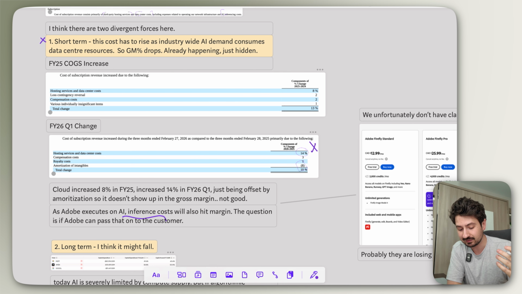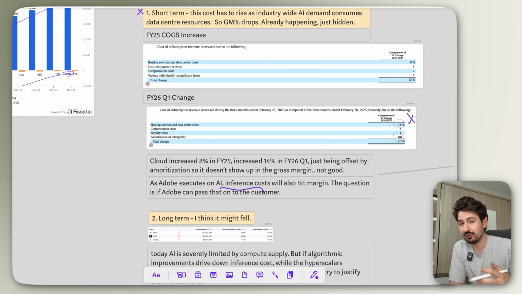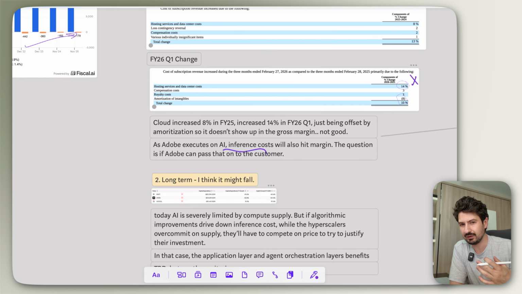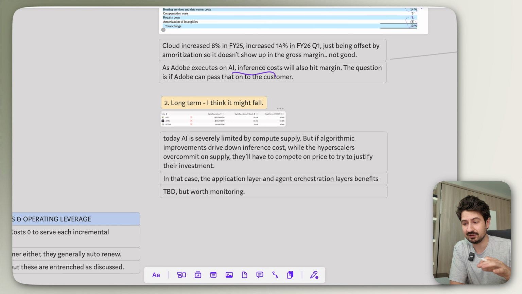And I would expect this to hurt their margin going forward by quite a bit. We don't really have a lot of clarity here, I think, in terms of exactly how this is going to work out, but it's pretty important and something I'd want to keep in mind. But I also think, interestingly, long term, it might even fall.